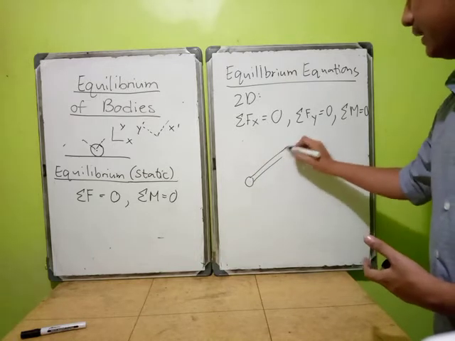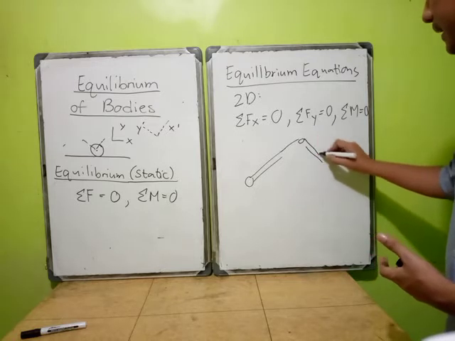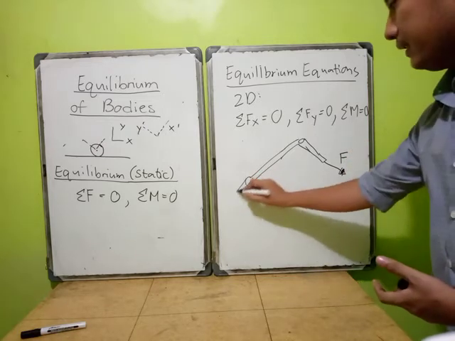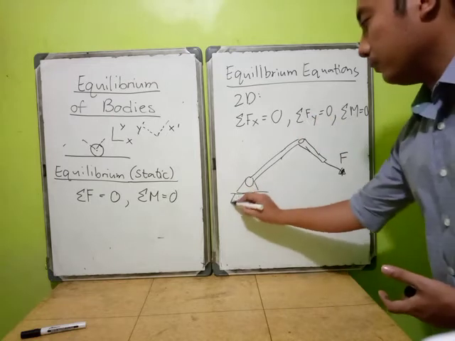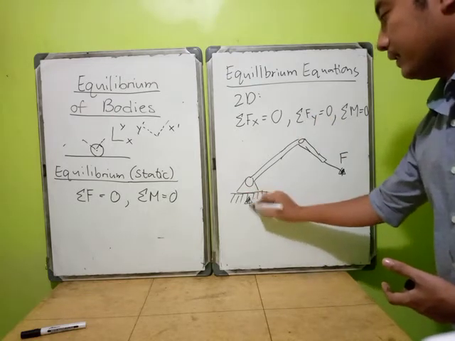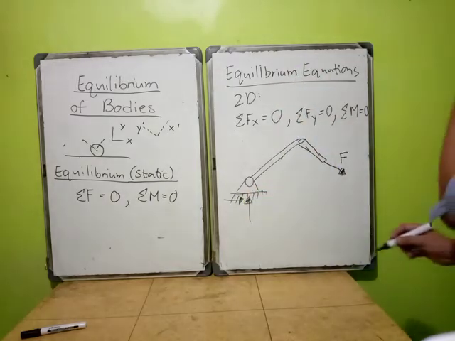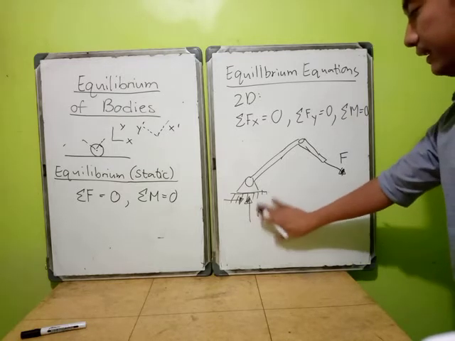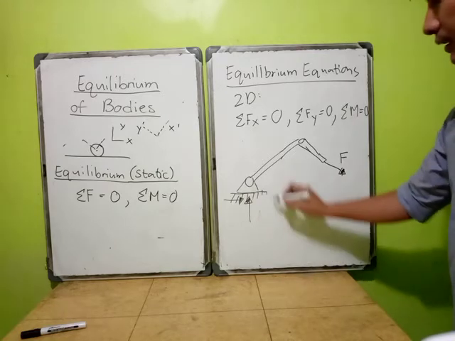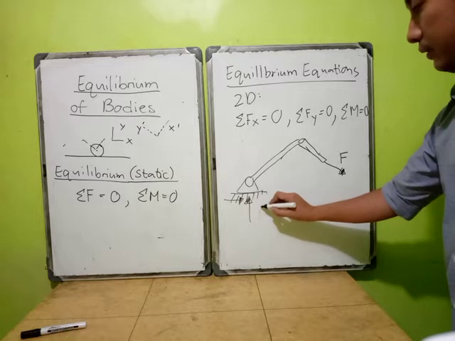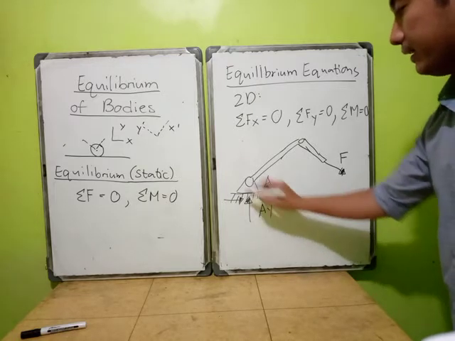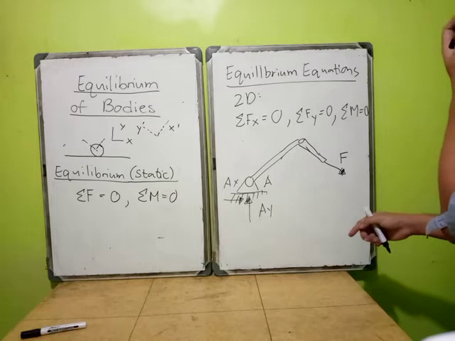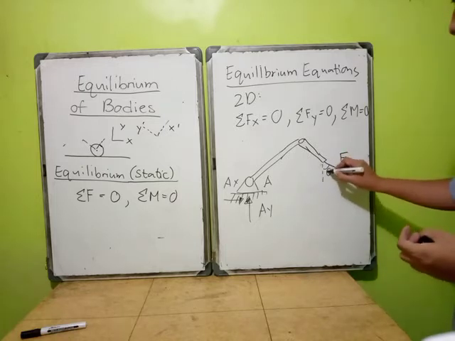So, let us say meron kang body na let us say ganito yung body mo, parang wrench. And then nag-apply ka ng forces dyan, and then this is the support, and the support has 2 forces. So may forces, let us say this is point A, so this is AY, and this is AX. So, if this is the case, and let us say this is theta, okay?